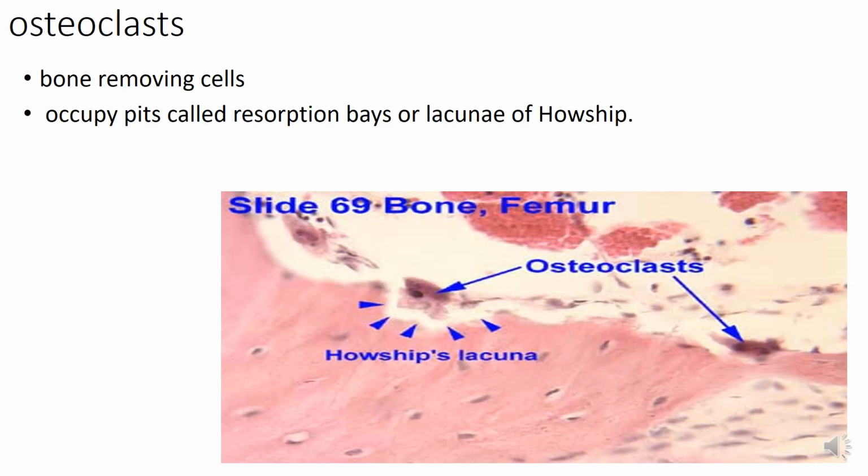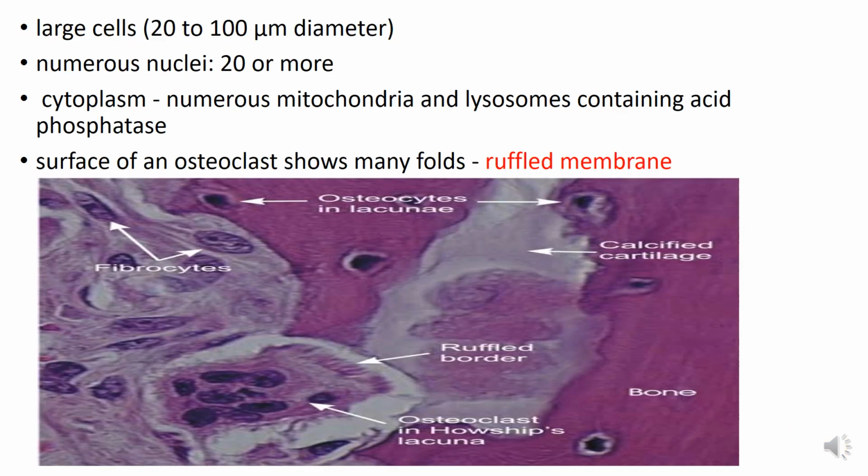Coming to next type of cells, that is osteoclast. Osteoclasts are bone removing cells and they occupy pits called resorption bays or Howship's lacunae. These are the osteoclasts, the bone removing cells. Now these are very large cells, as you can see, and they contain numerous nuclei, and the cytoplasm contains numerous mitochondria and lysosomes containing acid phosphatase, and the surface of osteoclast shows many folds. That is known as the ruffled membrane. So osteoclast is the bone removing cell.